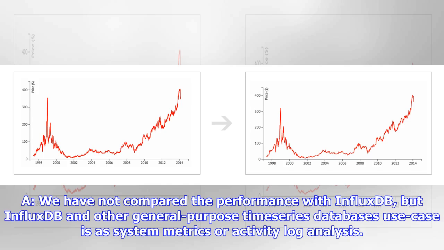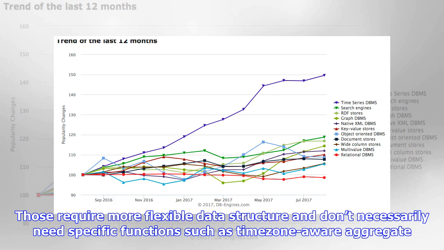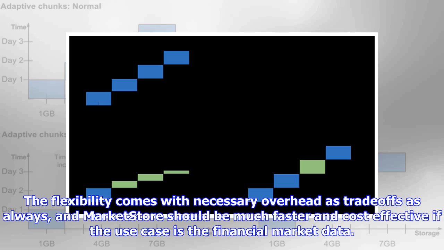We have not compared the performance with InfluxDB, but InfluxDB and other general-purpose time series databases' use cases are system metrics or activity log analysis. Those require more flexible data structure and don't necessarily need specific functions such as time zone-aware aggregate. The flexibility comes with necessary overhead as trade-offs as always, and MarketStore should be much faster and cost-effective if the use case is the financial market data.